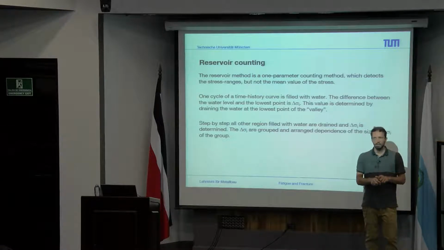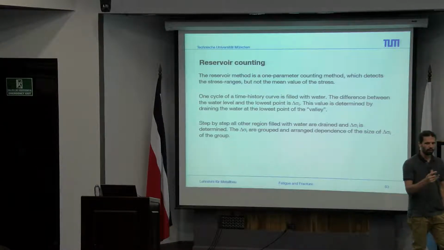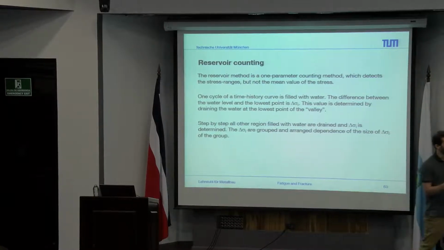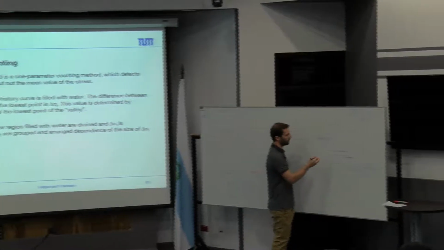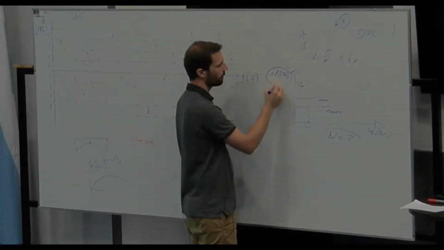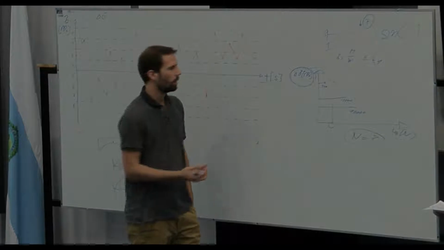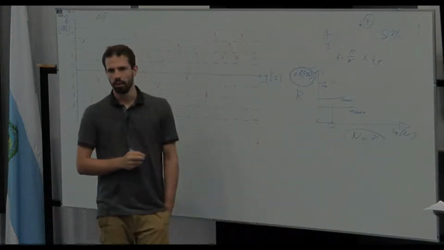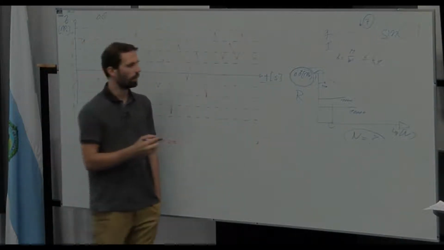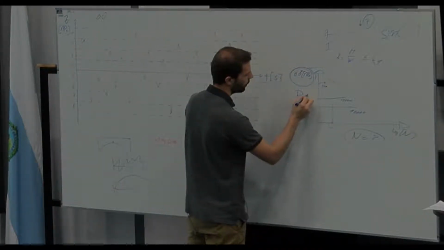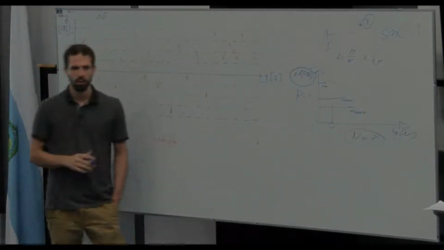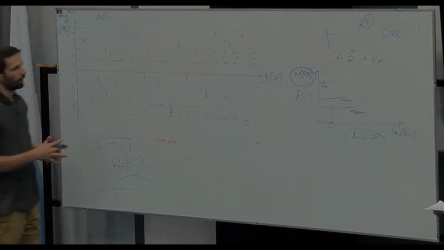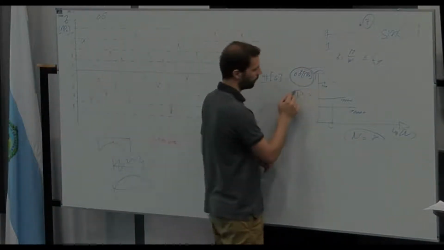In the different methods, usually we are talking about a one parametric and a two parametric counting method. One parametric counting method is just giving you the information about the delta sigma. If you go for a two parametric, you also get the information about the R value, and therefore you have some information about the mean value of your stresses, and also about how different cycles may be related.